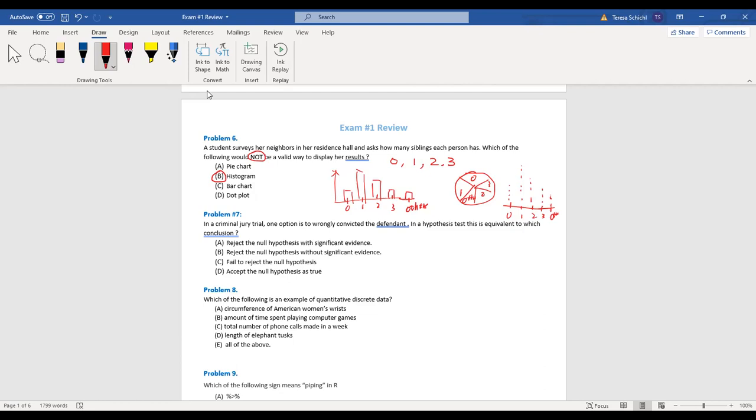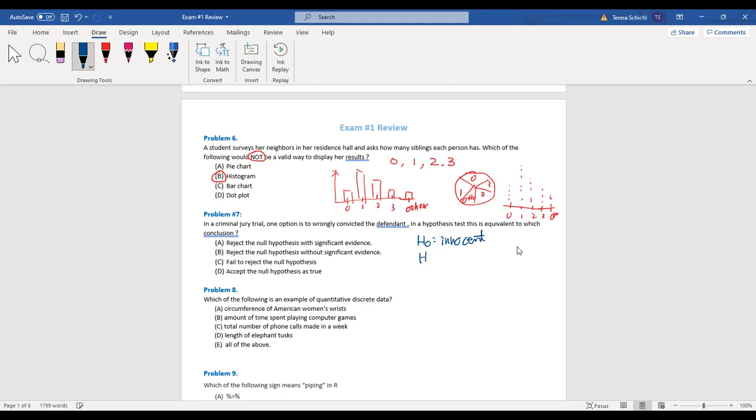Okay, so number 7 here. Let's go ahead and start. Number 7 is: in a criminal jury trial, one option is to wrongly convict a defendant. In hypothesis testing, this is equivalent to which conclusion? Okay, we did this many, many times, the criminal trial. So what is H0? H0 is innocent, right?